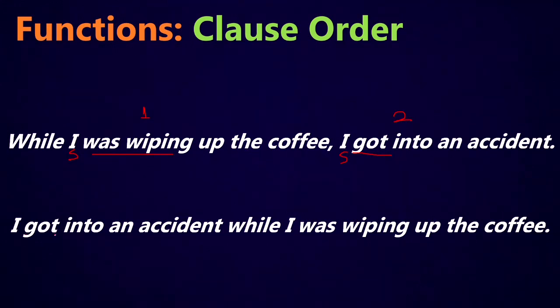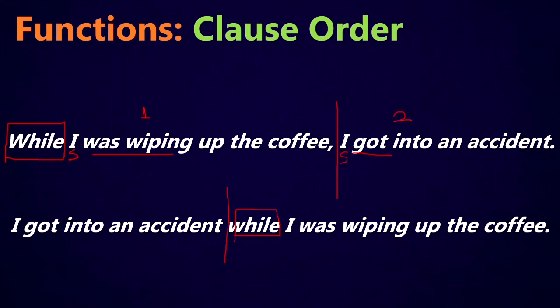So I can say I got into an accident while I was wiping up the coffee. So if we take the first sentence, we can divide it there. If we look at the second sentence, we can divide it right there. Now in the second sentence, we can see the word while is right there. Whereas in the first sentence, it's at the beginning of the sentence. So what's the difference between these two sentences?